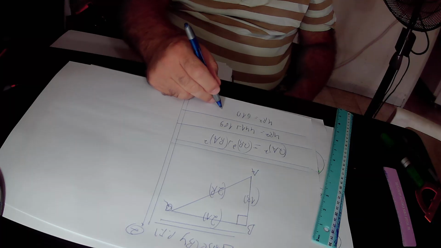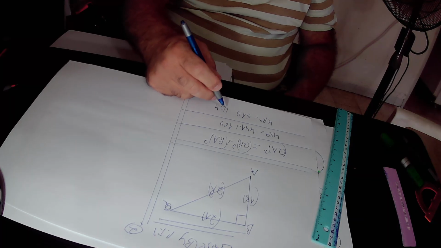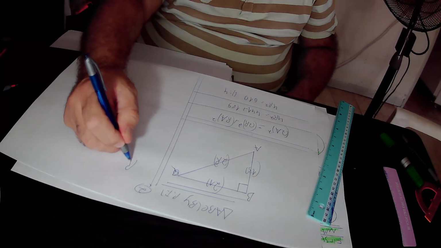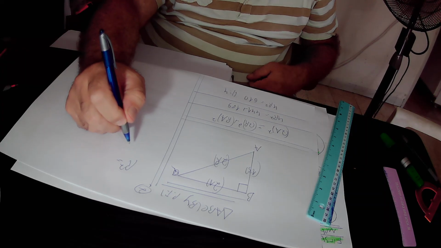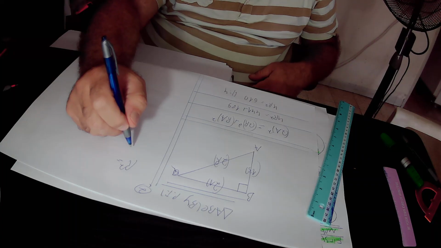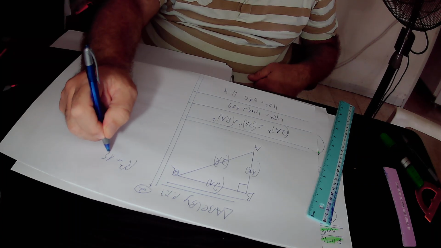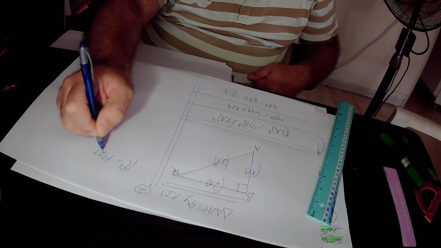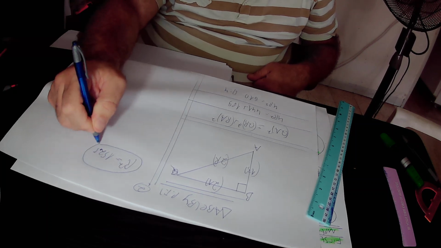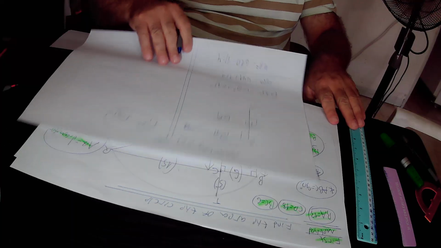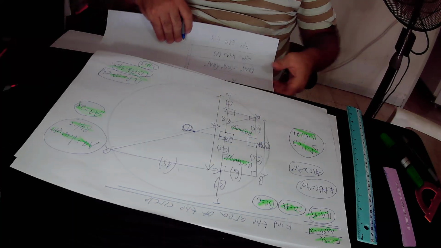Here we will divide this equation by 4, and finally we get that r squared equals 610 over 4. 610 over 4 is 152.5. r squared equals 152.5. Our task is to find out the area of the circle.